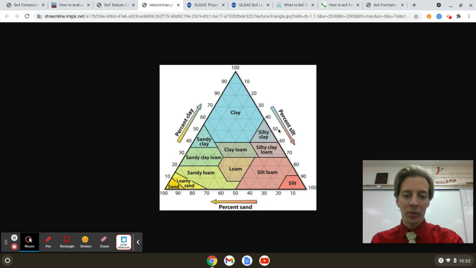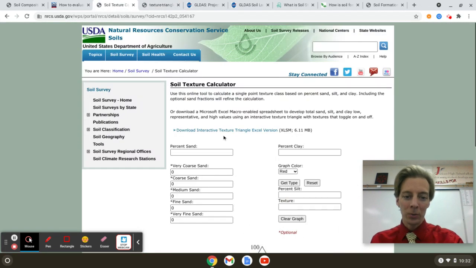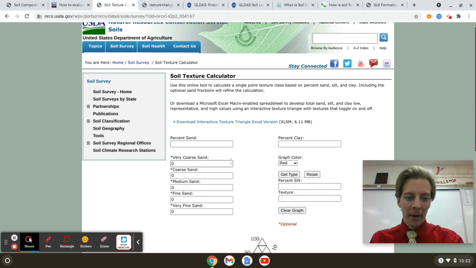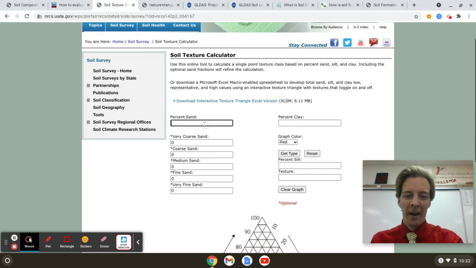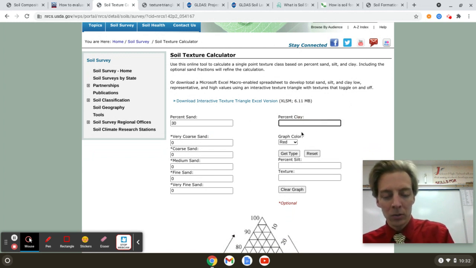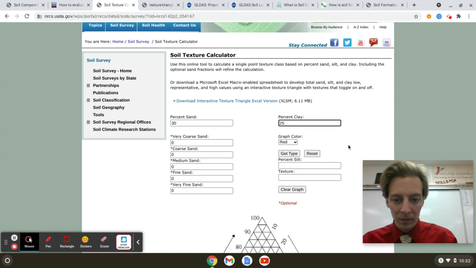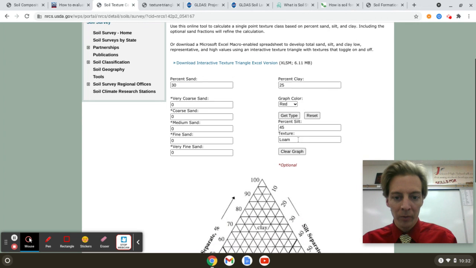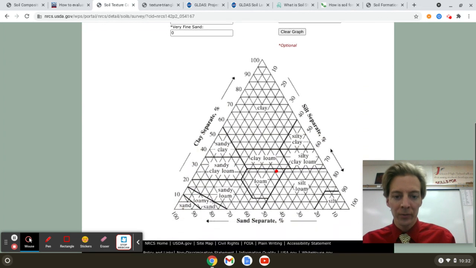And these are the names for each of the different categories of what's going on. And you could put in your percentages. Let's see. Percent sand, 30, and the percent clay, 25. It's a type, which means 45% silt is left. And it puts a dot right there.